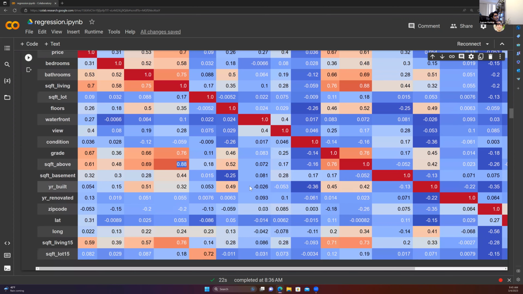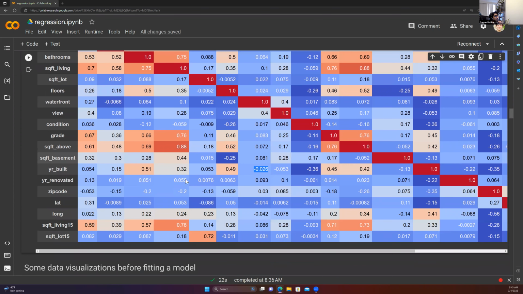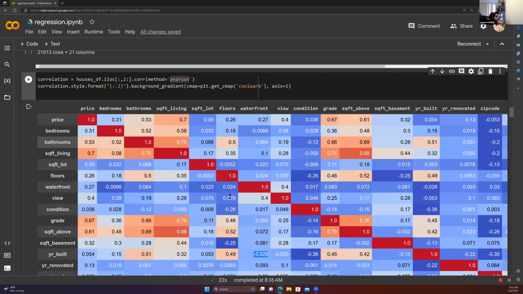And sometimes you would see a negative correlation. So who can tell me what a negative correlation entails here? For example, most of them are not super strong, but let's look at condition and floors. There's a negative correlation between these two. Inverse relationship, exactly. So as one goes up, the other one goes down.